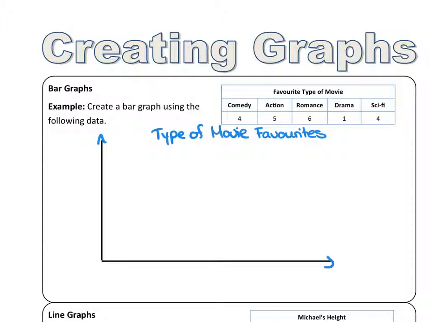And then we need to decide what's going to go on our horizontal axis and what's going to go on our vertical axis. So on the vertical axis, you usually put like a number of people or number of or frequency. So in this case, we're going to put the numbers up the side and we're going to put the categories on the bottom.